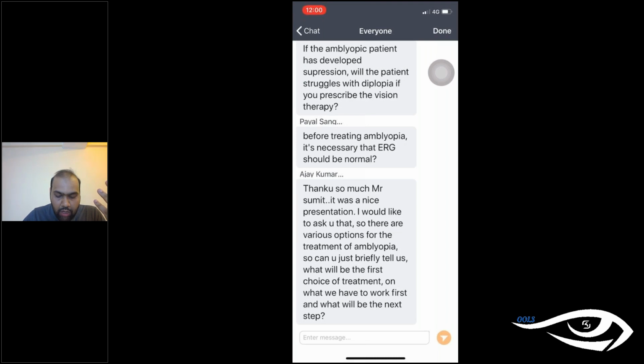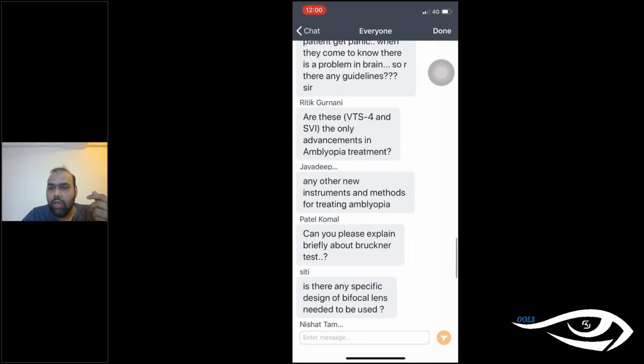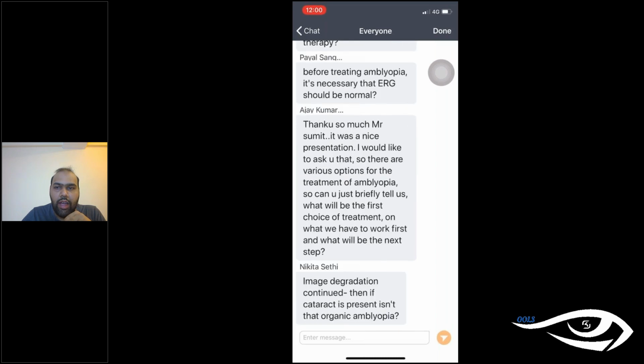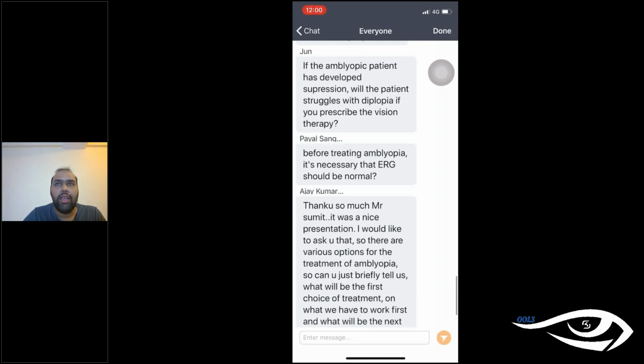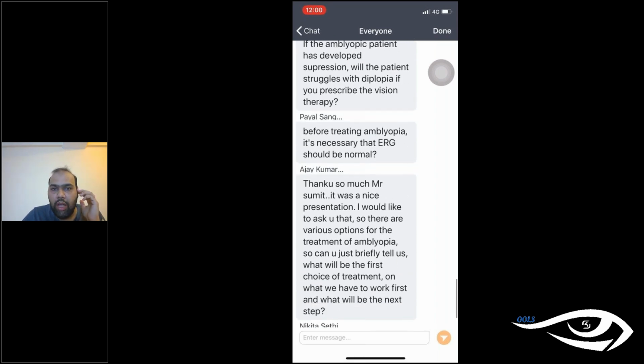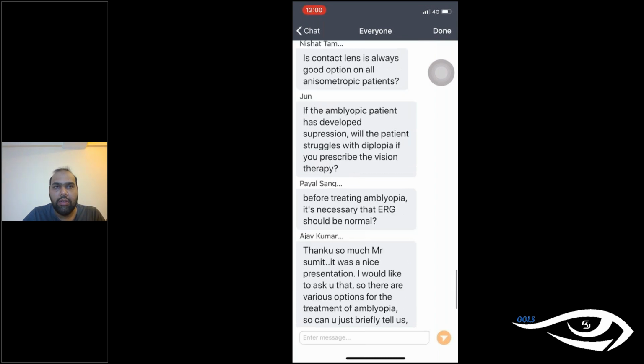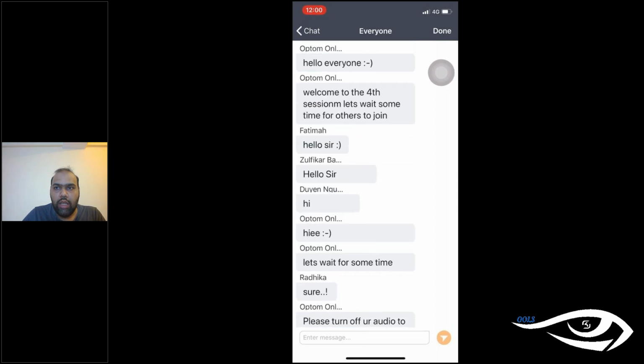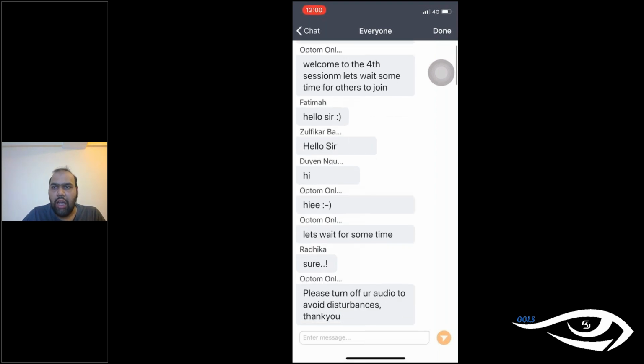Can we diagnose amblyopia by using a scan? There was one question regarding that. I don't think so. I have never heard about this. I also don't think you can diagnose it, but definitely it would be a useful tool to measure the axial length if you have some anisometropia or a large myopic prescription. So I think it's more towards axial length measurement. As far as diagnosis is concerned, I don't think it's a diagnostic tool. That's what my experience in amblyopia goes.